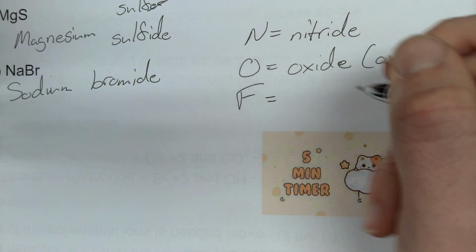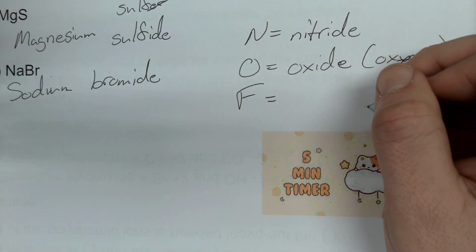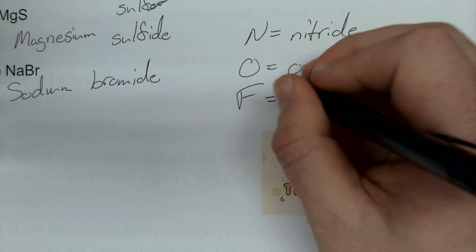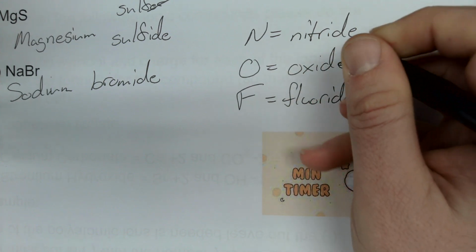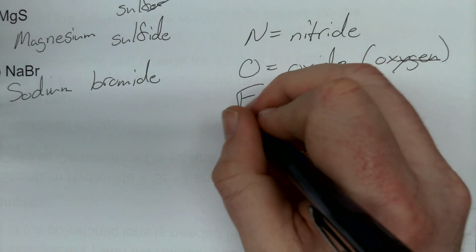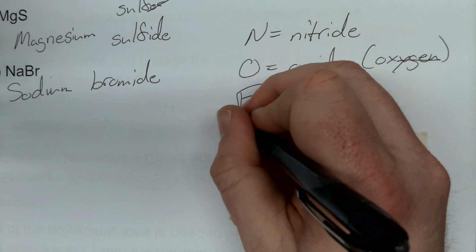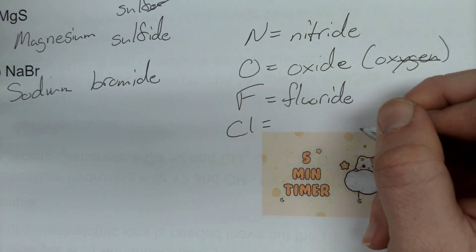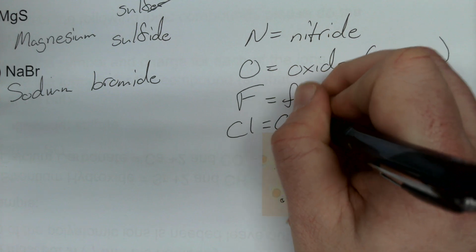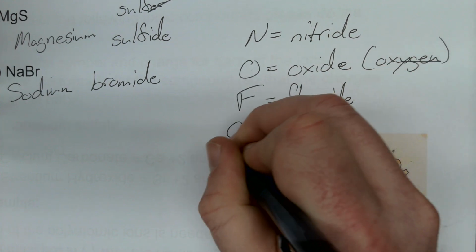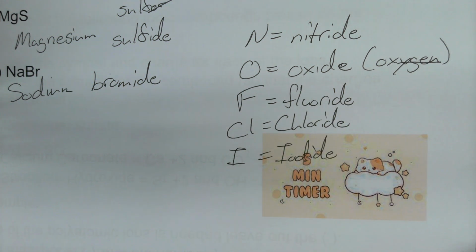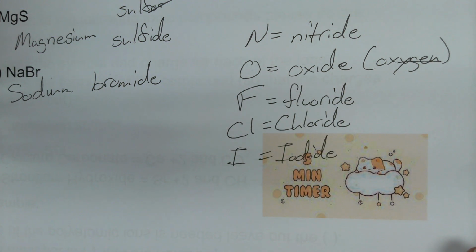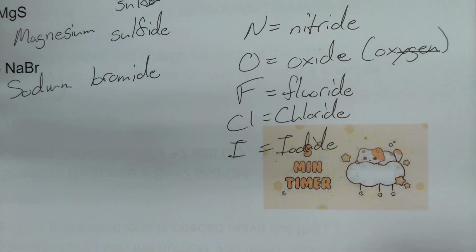What's fluorine going to be? Fluoride. We already did sulfur. What's chlorine going to be? Chloride. Iodine is iodide, and so on and so on. We're always going to just chop off the N and replace it with the IDE.